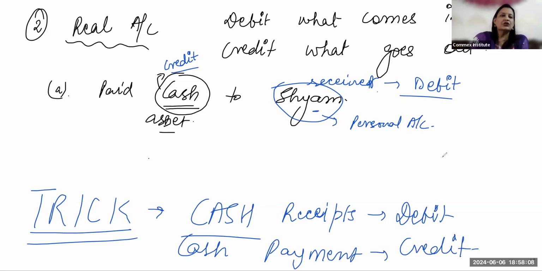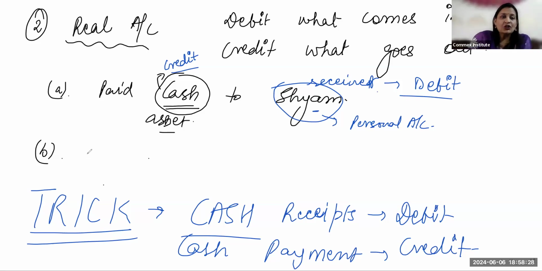Okay, now another transaction I am writing. P. Now, what you have to identify in this transaction is, you will have to identify the two accounts which are involved. Then you have to tell me the nature of those two accounts. And then what will be debited and what will be credited.